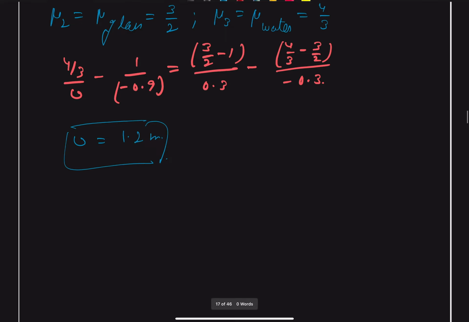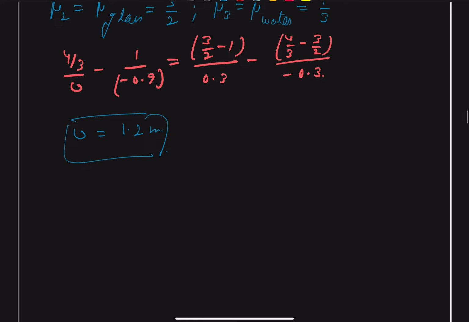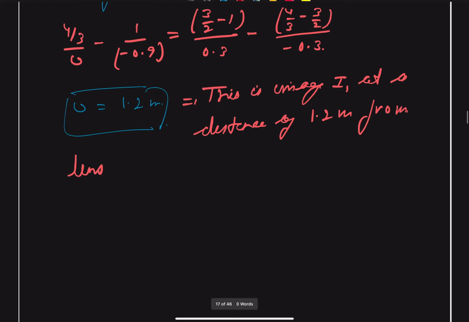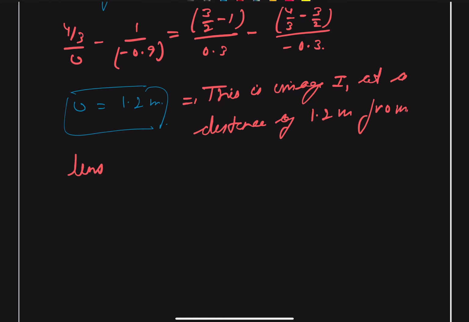So we can say that this is, let us suppose, image I1, at a distance of 1.2 meter from the lens, and it will be to the right.